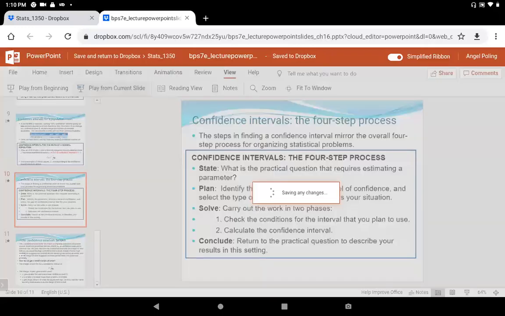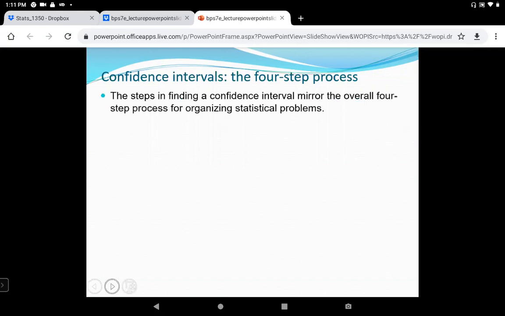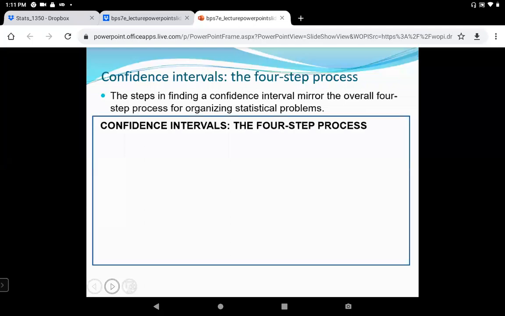View from the current slide, and we'll look at our four-step plan. Confidence interval, the four-step process. I find following steps to be very helpful. The steps in finding a confidence interval mirror the overall four-step process for organizing statistical problems. So remember, we had a four-step process for organizing our statistical problems, and this model follows that.